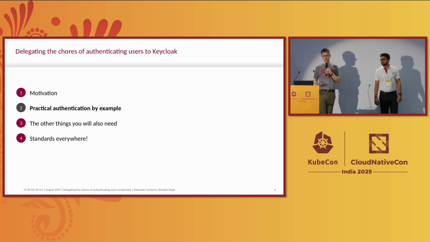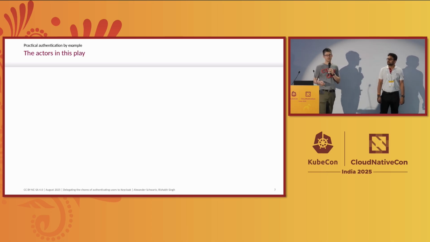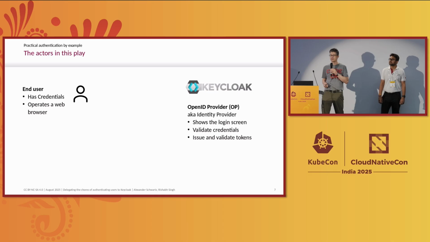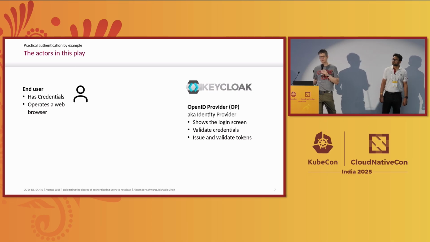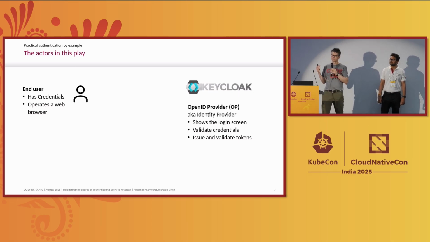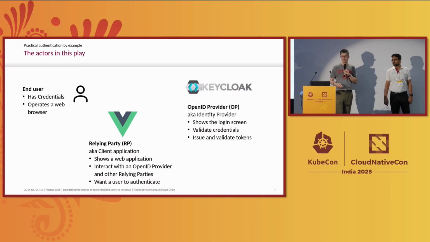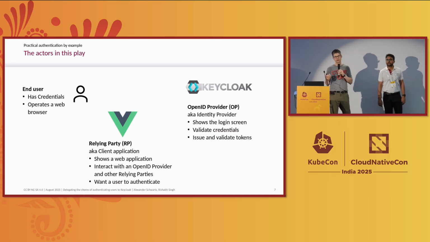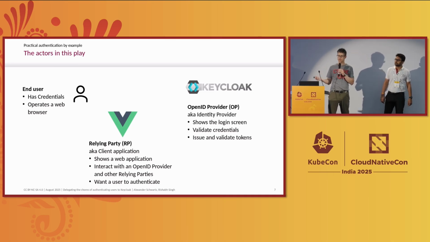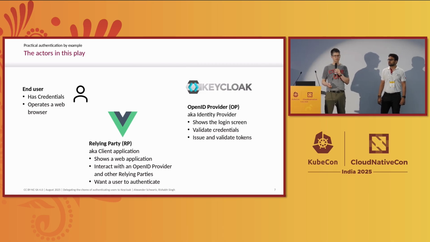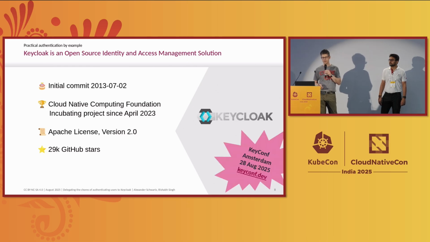And with these practical examples, we have some actors in the demo. We have an end user. An end user has some credentials. It can operate a web browser. We have obviously Keycloak being an OpenID provider, and it shows a login screen. It can validate credentials and issue and validate tokens. And of course, there's an application. An application wants to know who the user is, wants the user to log in. And these are the three actors of the demo that we will see several times.